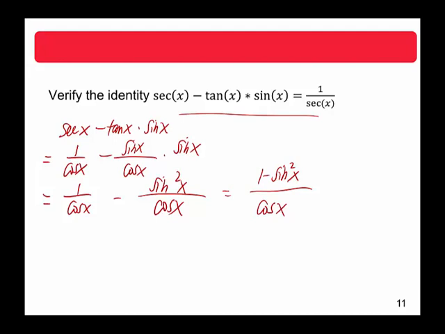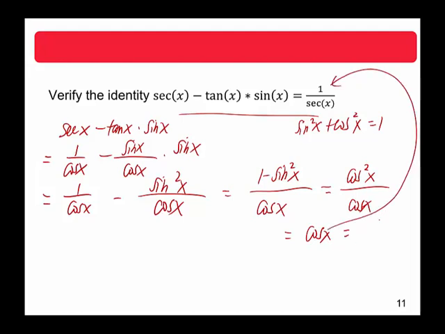And we know that 1 minus sine x squared, so we're using the Pythagorean identities. So 1 minus sine x squared becomes cosine x squared. Okay, and over cosine x. And eventually you end up with cosine x. Now we know that cosine x is the reciprocal of secant x. So it's the same thing as 1 over secant x.